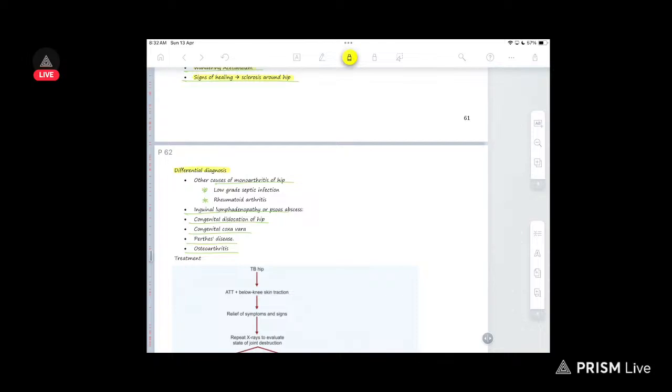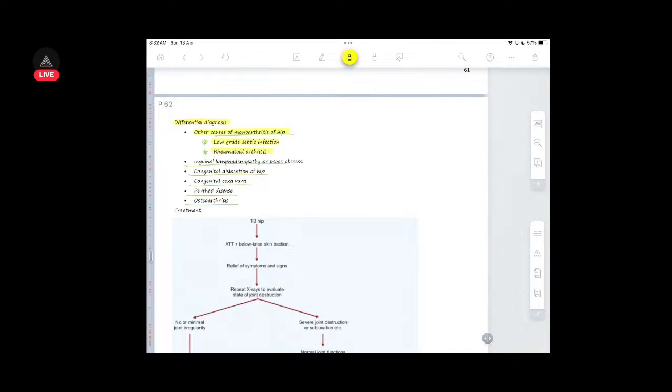And differential diagnosis. Other causes of monoarthritis of the hip should be ruled out, like low-grade septic infection and rheumatoid arthritis. Inguinal lymphadenopathy or psoas abscess can be seen. Congenital dislocation of hip, congenital coxa vara, Perthes disease, and osteoarthritis all can be noticed.